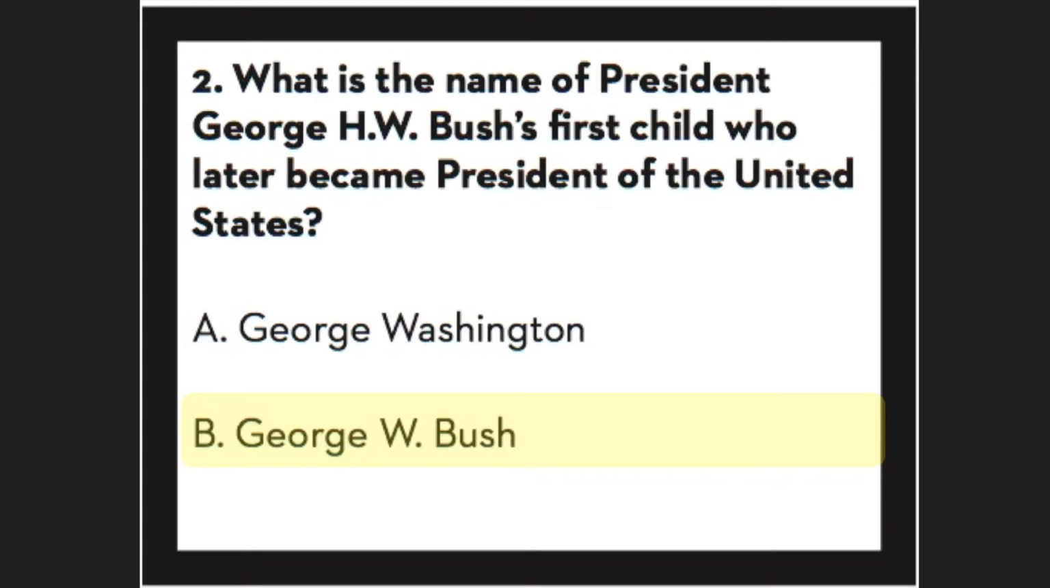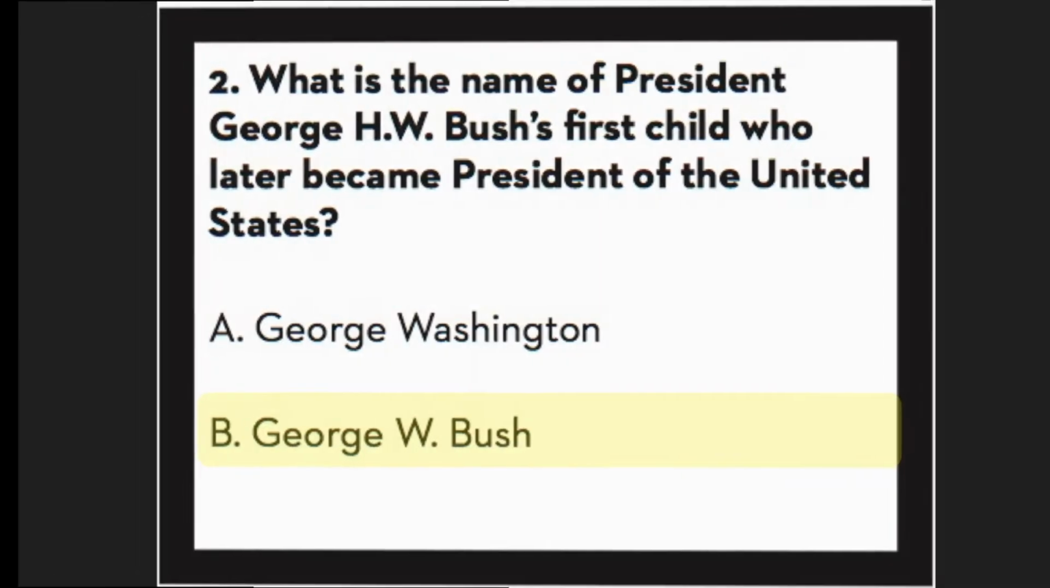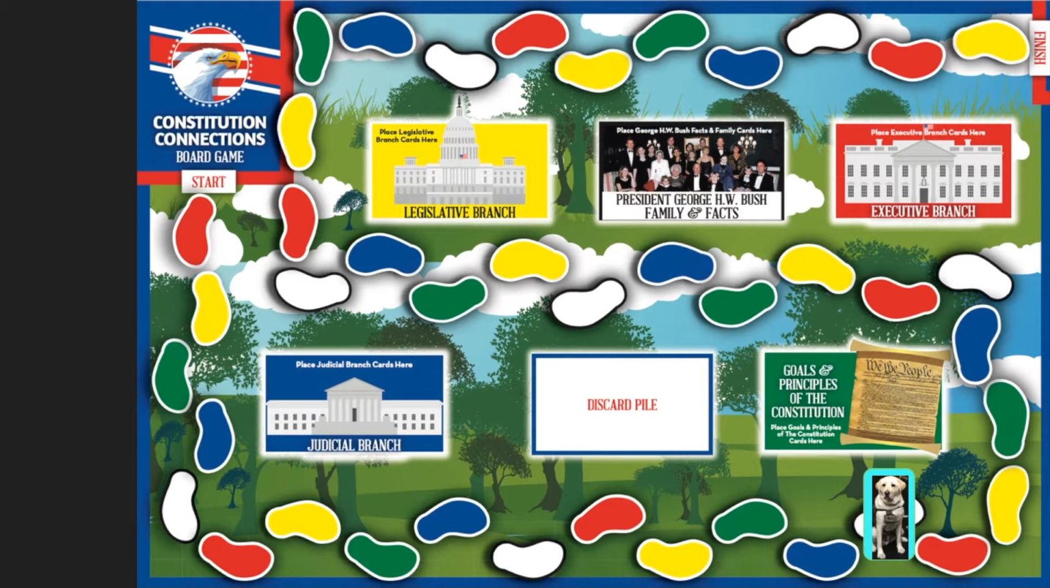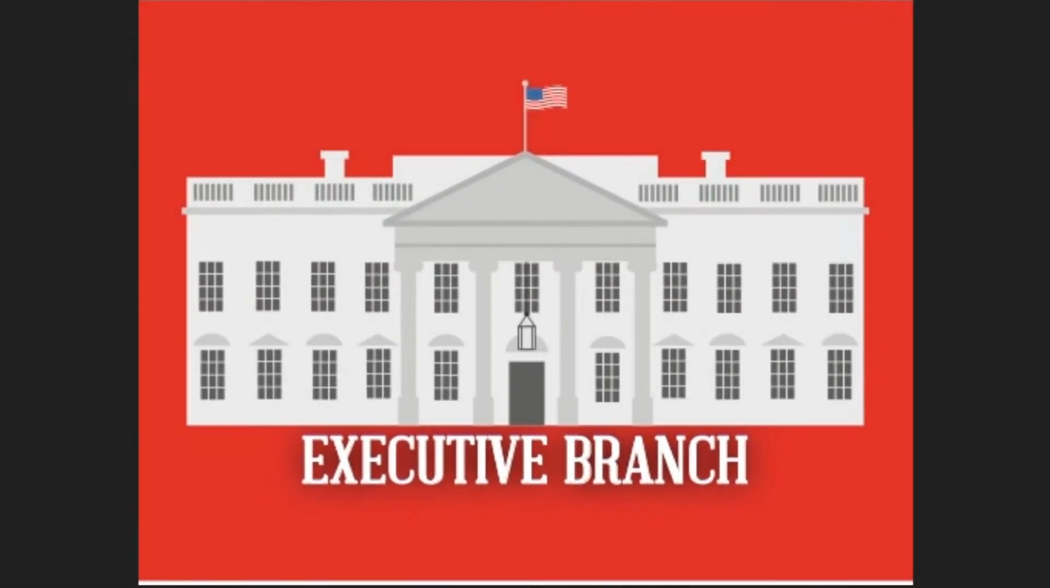We are ready for the next one. Let's play on. Okay, so that means we get to roll our dice again. Yay! Let's do this. 1. We get to move 1 spot. 1. That gives us an executive branch card.